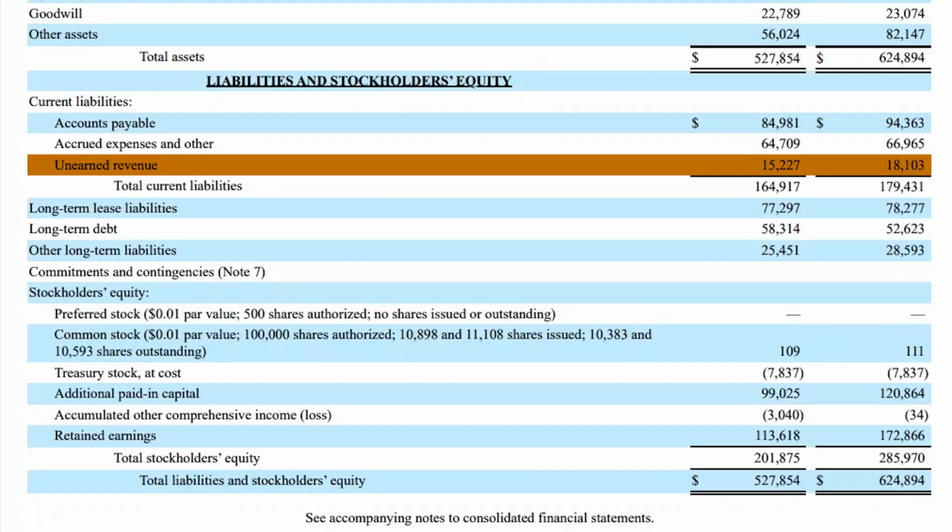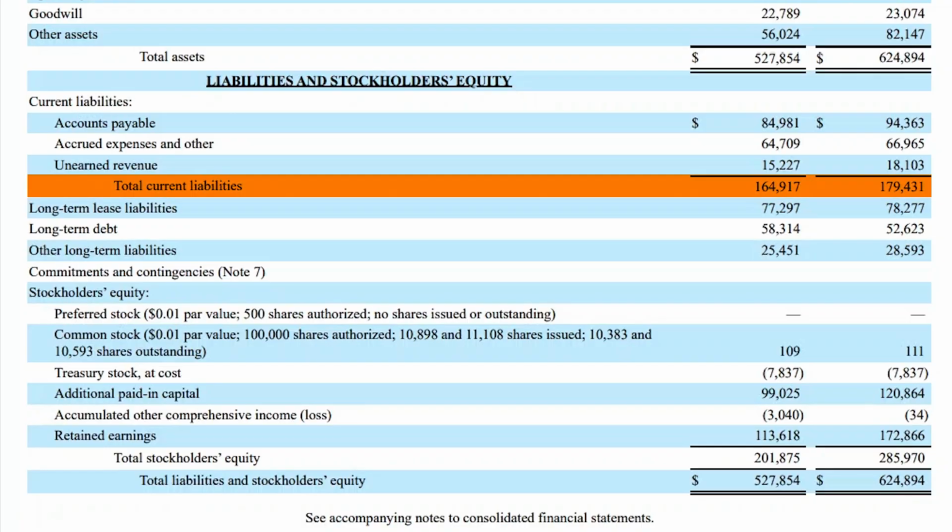Unearned revenue sounds a bit counterintuitive. It's basically when Amazon gets paid for something it hasn't delivered. For example, with a gift card, I might buy a gift card, so I've paid Amazon, but whoever I'm gifting it to hasn't redeemed it yet. That's unearned revenue.